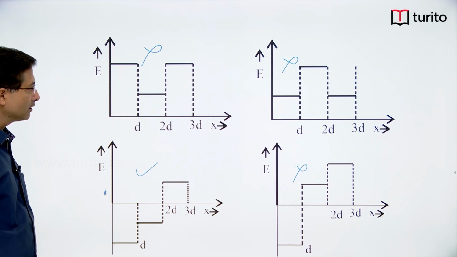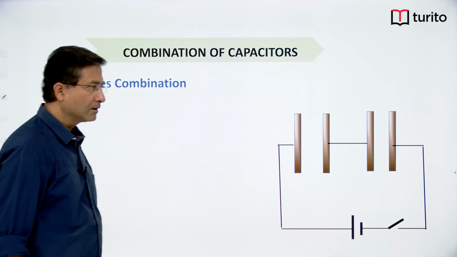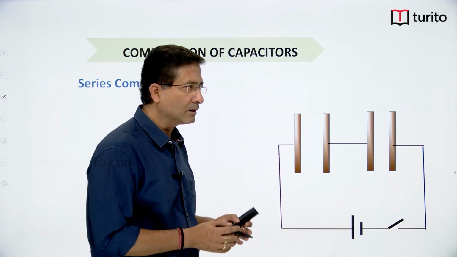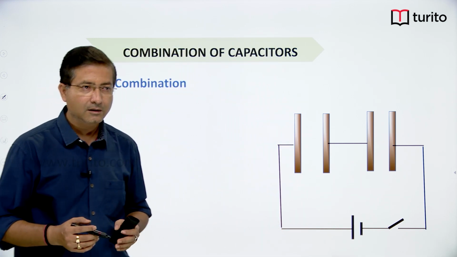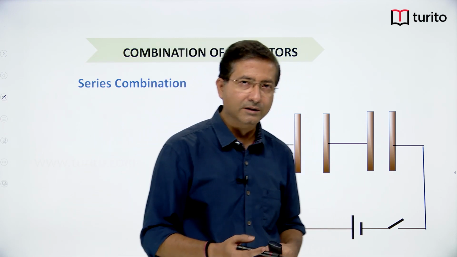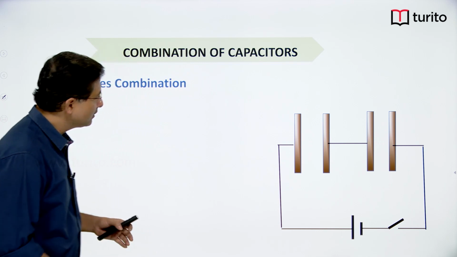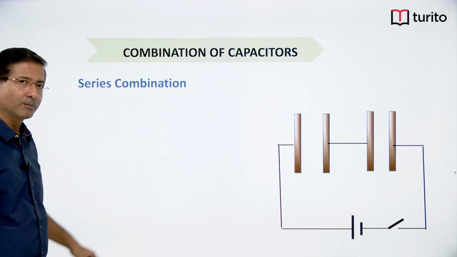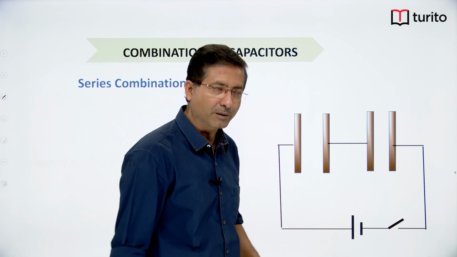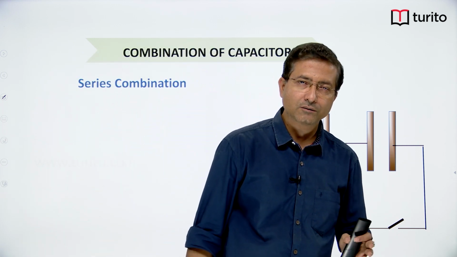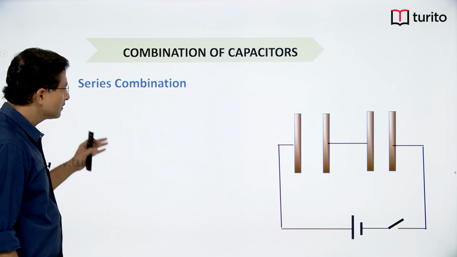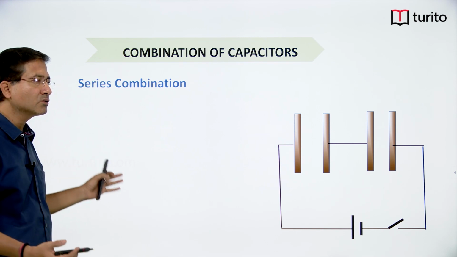Now, let us see combination. When we have multiple capacitors, they may basically be connected in two ways. Either it might be a series combination or a parallel combination. It might also be possible that the connection is neither series nor parallel. What to do in those situations we will see later, but for the time being, if the connection is simple, how do we reduce the circuit, right.